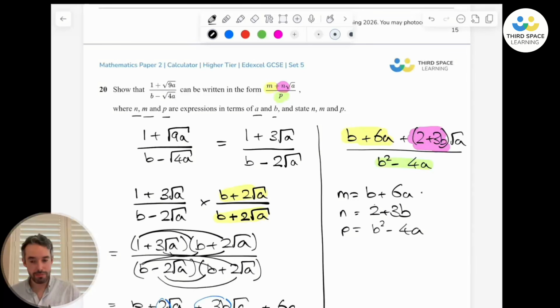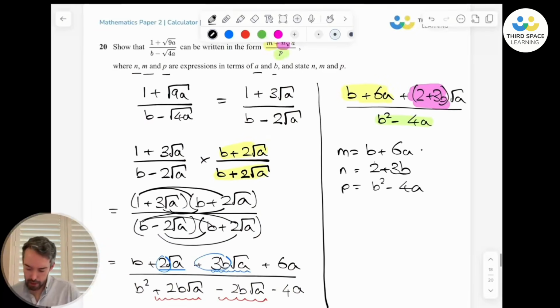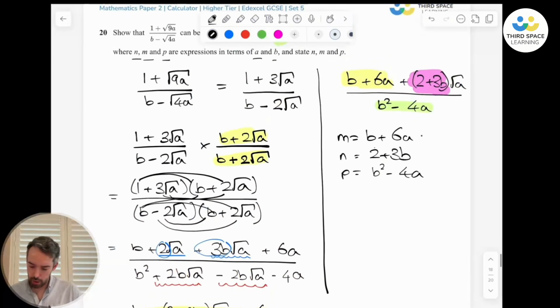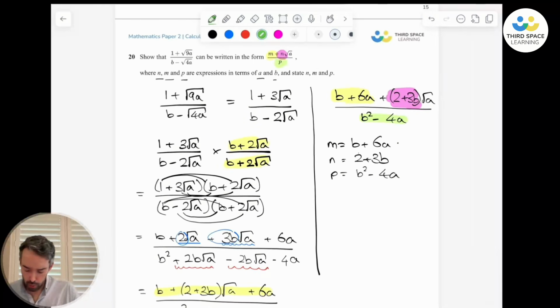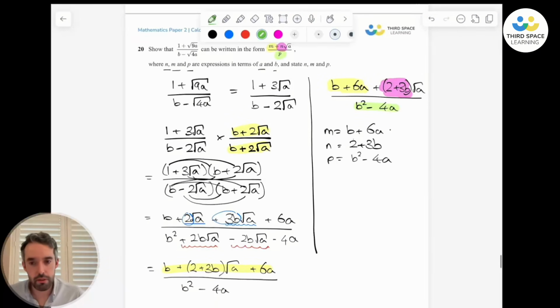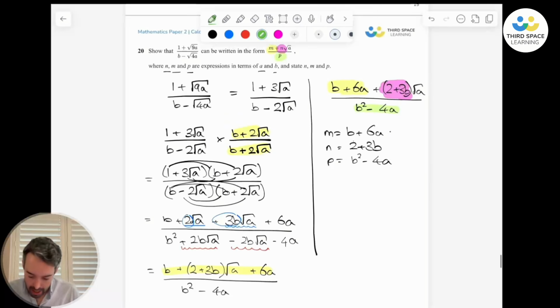So that's all done, and that is worth 5 marks. So let's see where those marks come from. We're going to get 1 mark for attempting to multiply by this. We're going to get another mark for simplifying it down. And we're going to get an accuracy mark for reaching this line here, so that's good. We're going to get a mark for grouping the terms together, and then a final mark for clearly stating m, n, and p. And there it is, 5 marks.